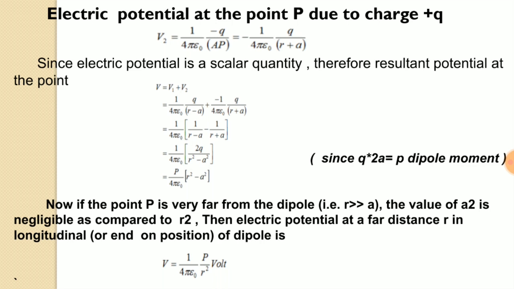We put here the values of V1 and V2. So we get 1 upon 4 pi epsilon naught Q upon r minus a, plus minus 1 upon 4 pi epsilon naught Q upon r plus a. By solving this equation, we get 1 upon 4 pi epsilon naught p upon r square minus a square. Now, if the point P is very far from the dipole, that is r is much greater than a, the value of a square is negligible compared to r square. Then the electric potential at a far distance r in the longitudinal position of the dipole is V equal to 1 upon 4 pi epsilon naught p upon r square.